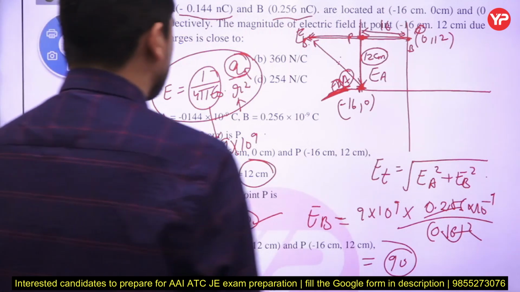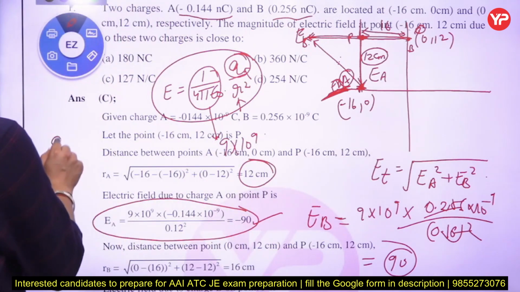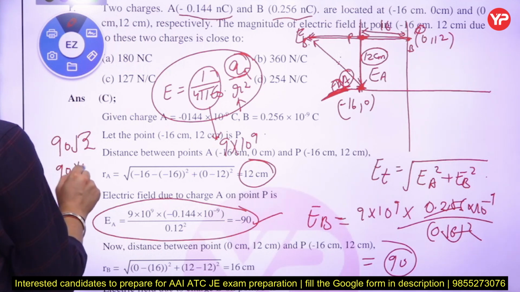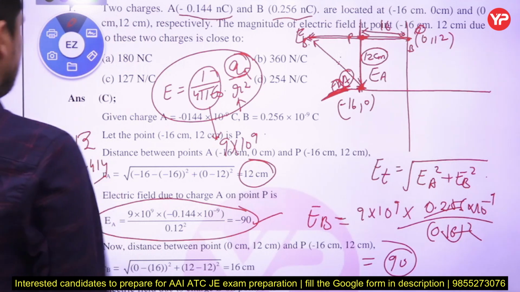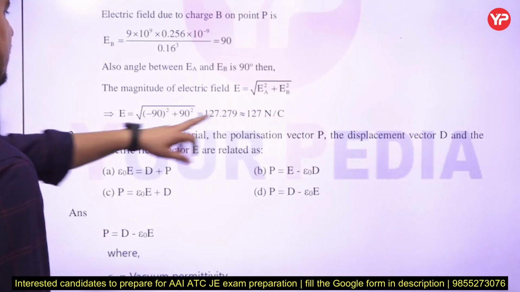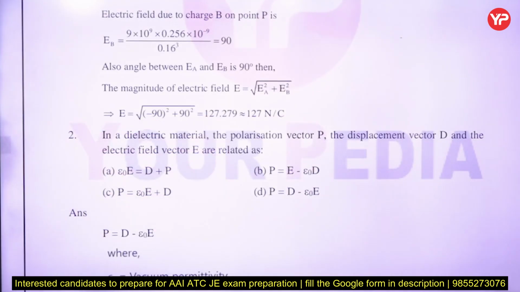When you calculate the magnitude of these two, that will be 90 root 2. So 90 into 1.414, if you multiply that, you will get 127. That is the answer, 127 nanocoulomb.